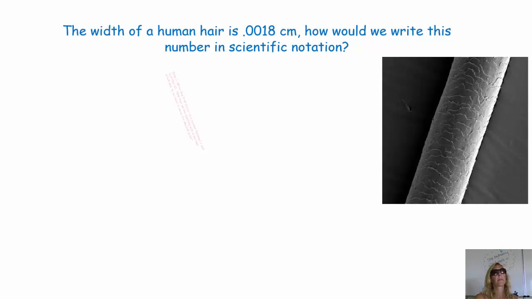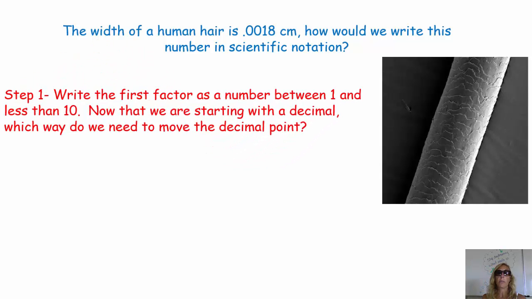Let's check it out. First thing we're going to do, step 1, is we're going to write the first factor as a number between 1 and less than 10. This should sound very familiar because we were saying the same thing when we wrote large numbers into scientific notation. So once again, that first factor always has to be between 1 and less than 10. So now that we're starting with a decimal, which way do you think we're going to have to move the decimal point tonight? Let's look.